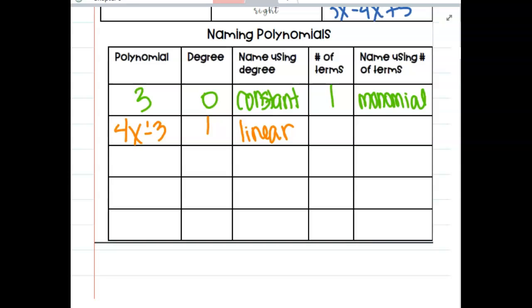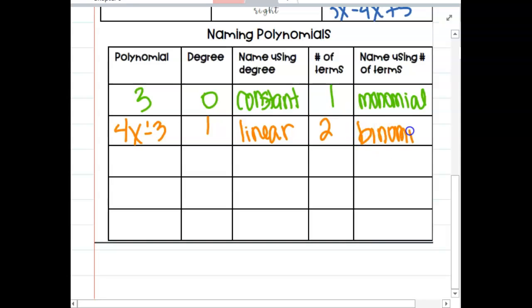Linear. Now this one, 4x minus 3, has 2 terms. Anything with 2 terms is called a binomial. Binomial.